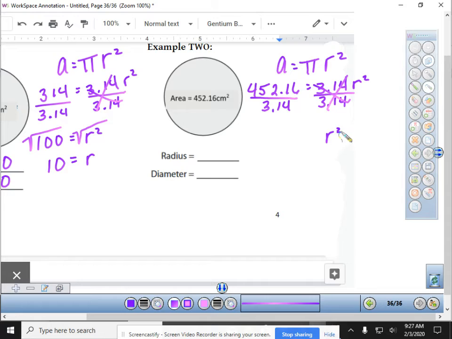Do you want me to tell you what it is? Yes. 144. Now you do. What is it called? Say it. Square root. And that is r equals what? 12. Any questions where the 12 came from? No. Okay, because 12 times 12 is 144.